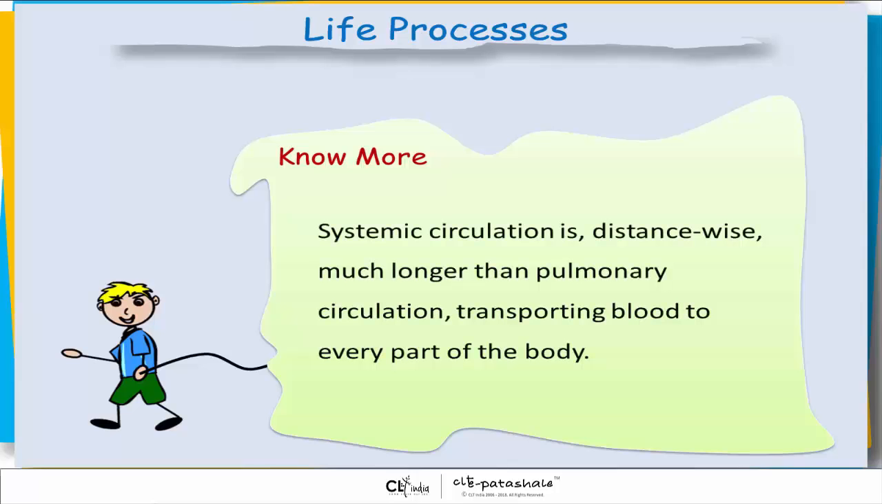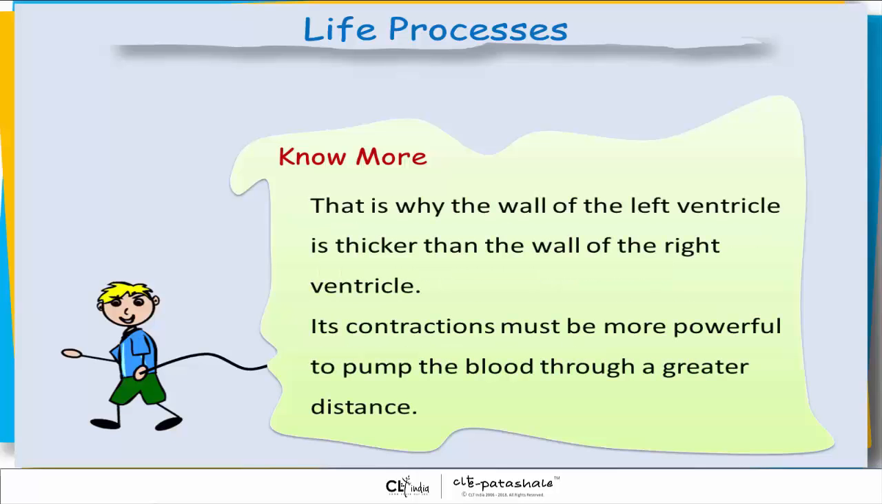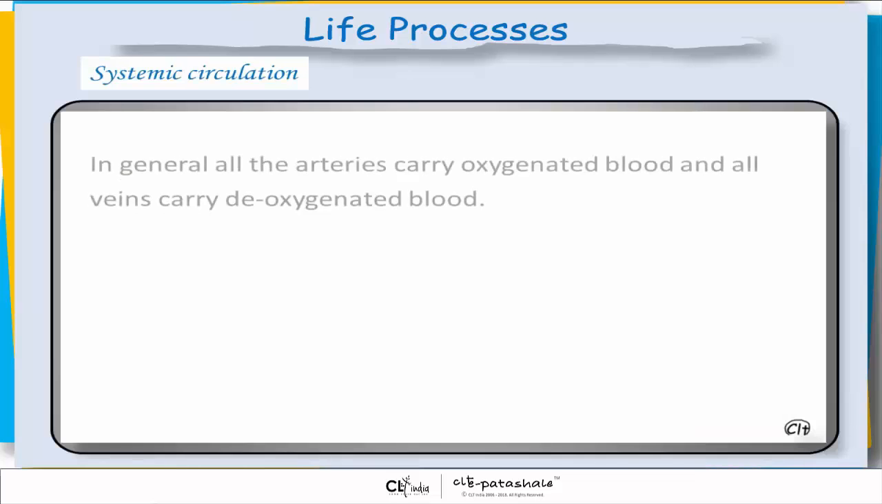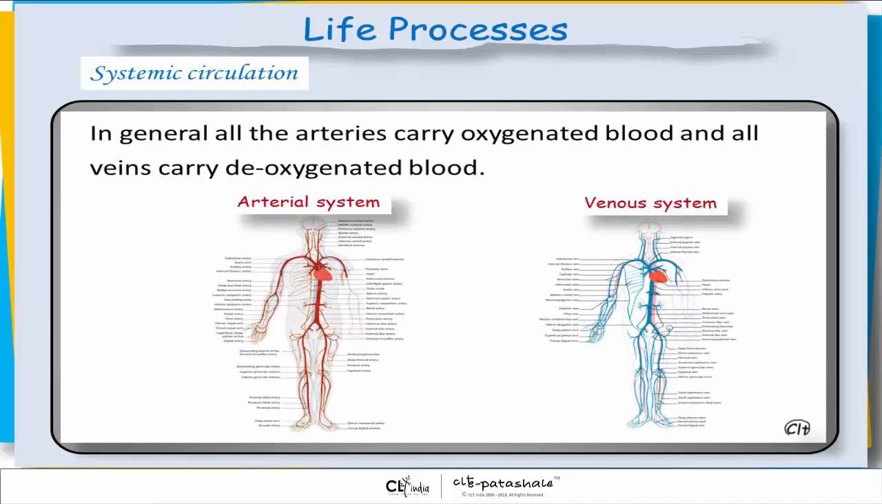Systemic circulation is distance-wise much longer than pulmonary circulation, transporting blood to every part of the body. That is why the wall of the left ventricle is thicker than the wall of the right ventricle. Its contractions must be more powerful to pump the blood through a greater distance. In general, all the arteries carry oxygenated blood and all veins carry deoxygenated blood.